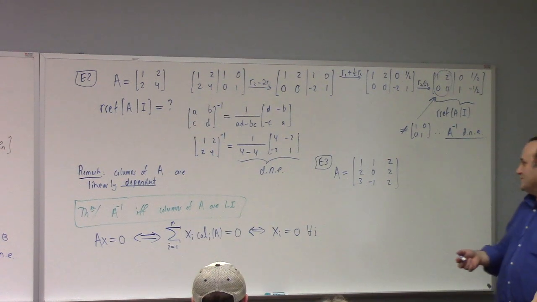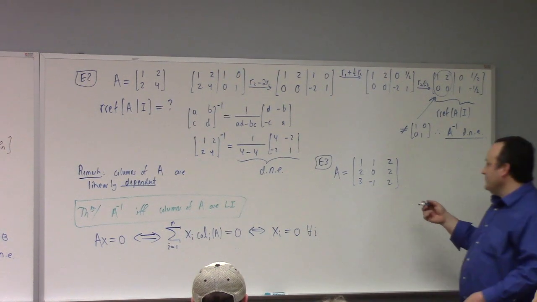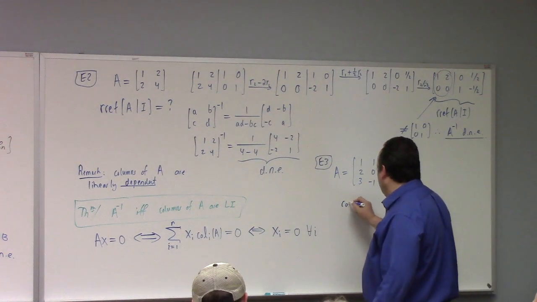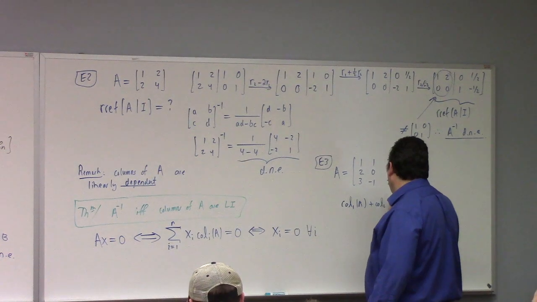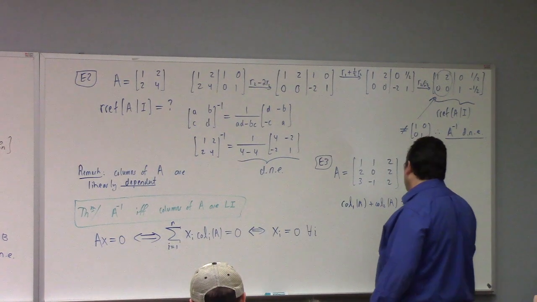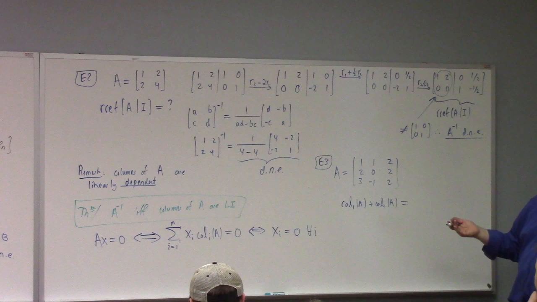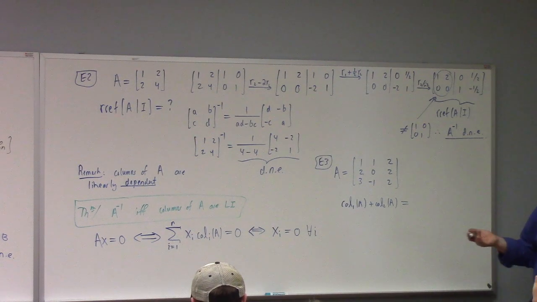Yeah. I like Heidi. But anyway, so here we have column 1 of A plus column 2 of A is equal to, this is like the only example I have, right? Column 3 is what?